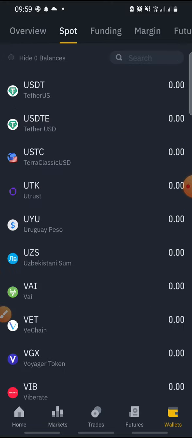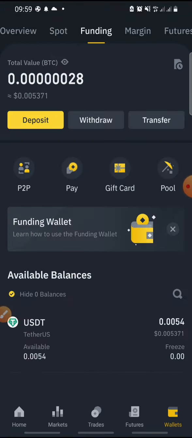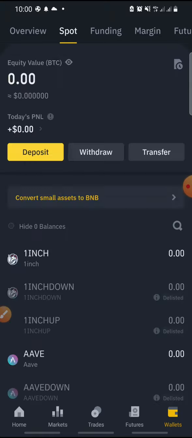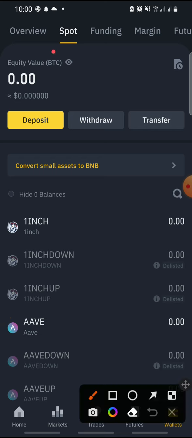Okay, let's go back to spot. Before you can send, I don't like scrolling up. Before you can use this currency, or before you can swap it to US dollars or to your fiat currency like Ghana cedi or anything, you have to first of all move it to your funding wallet. You have to move it from here to here. But how can you do it?